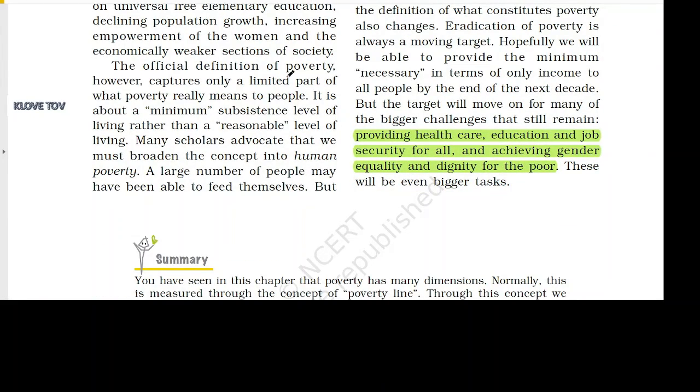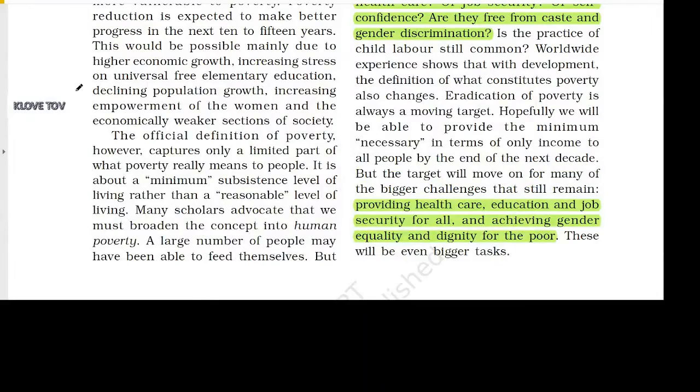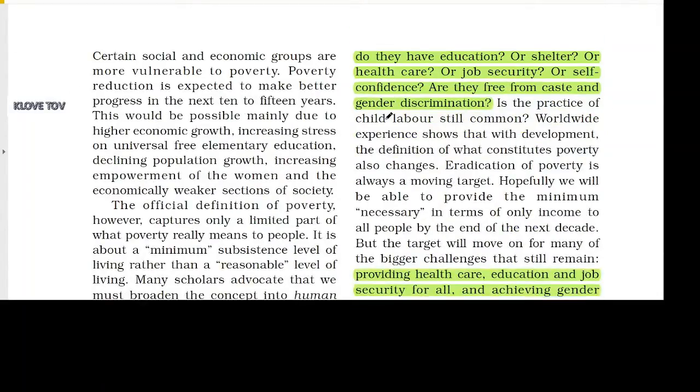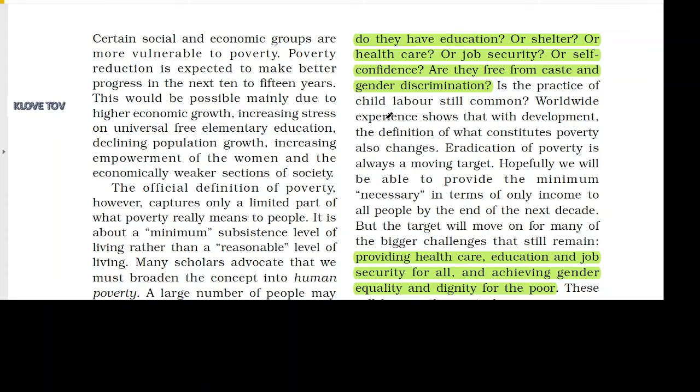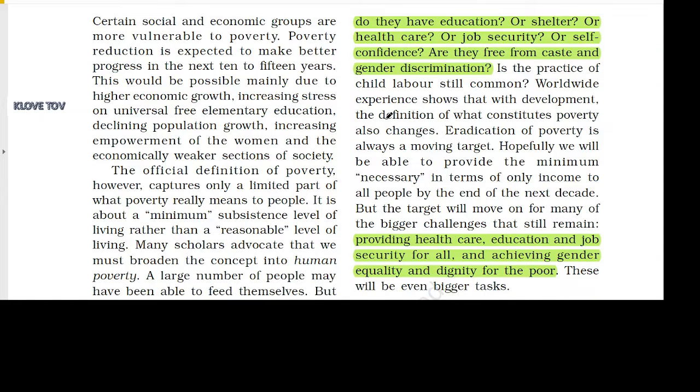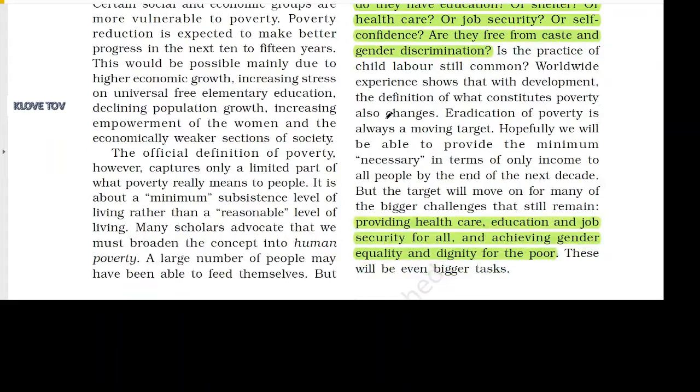The official definition of poverty, however, captures only a limited part of what poverty really means to people. It is about a minimum subsistence level of living rather than a reasonable level of living. Many scholars advocate that we must broaden the concept into human poverty. A large number of people may have been able to feed themselves, but do they have education or shelter or healthcare or job security or self-confidence? Are they free from caste and gender discrimination? Is the practice of child labor still common?